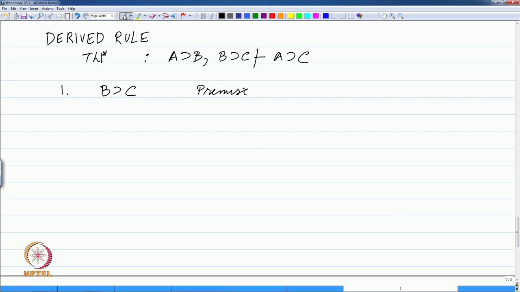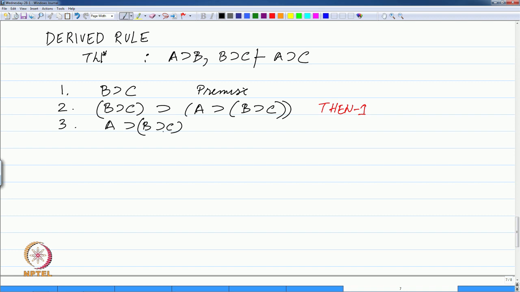So, this B implies C is given to us, then we look at an example of B implies C implies A implies B implies C. Where did I get this from? The first axiom. In fact, it is axiom 1, except that instead of A implies B implies A, I have written B implies C implies A implies B implies C. Now, you can see that I can write A implies B implies C. How? Because of 2, 1 and modus ponens.